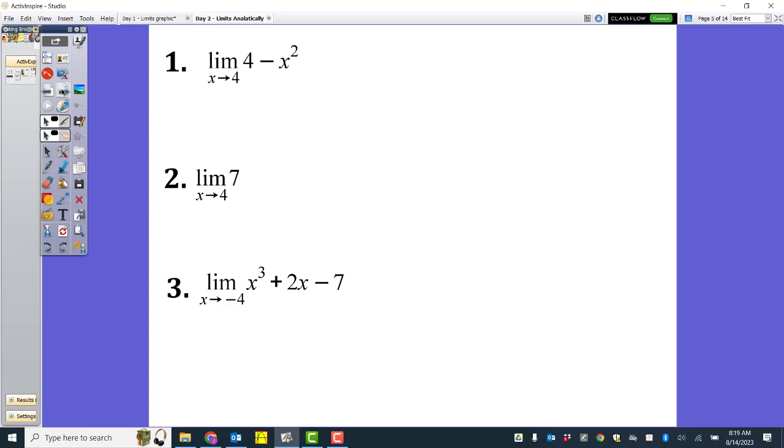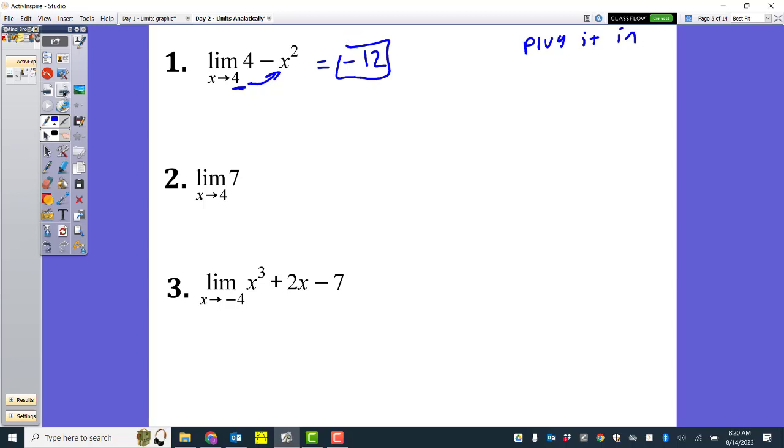The first one is the simplest one, and this is what you should start with every time: plug it in. So, for example, first one, limit as x approaches 4, we're going to plug in 4. 4 minus 4 squared is negative 12. There's our limit. That's it. Nothing too crazy. Each one of these has a similar process to that.